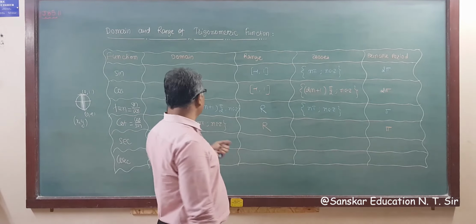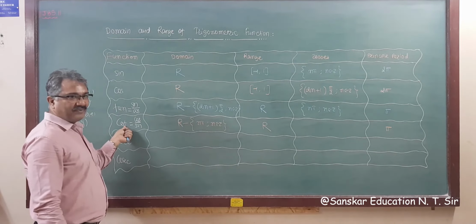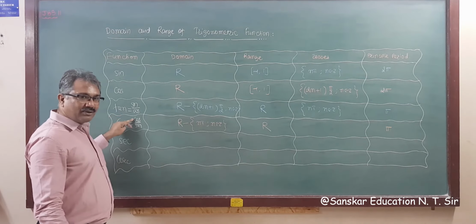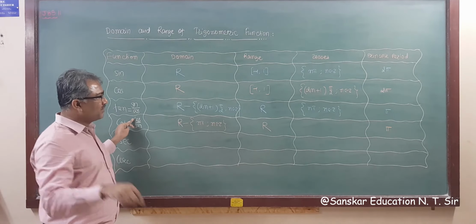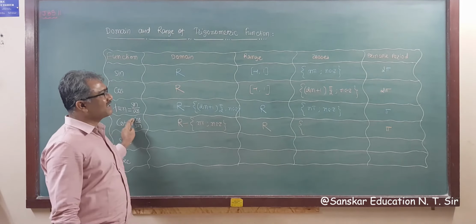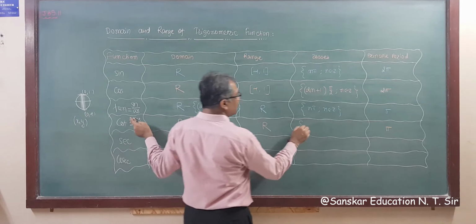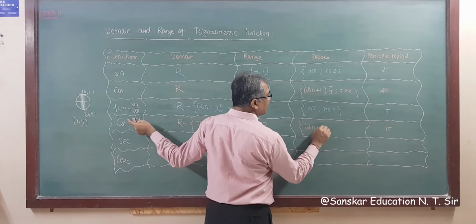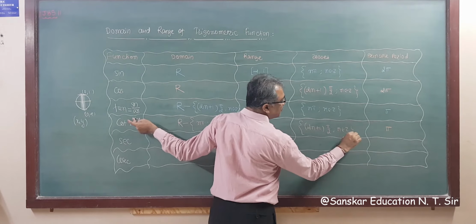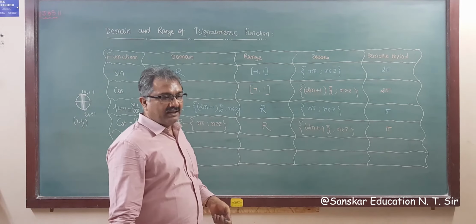And the set of zeros for the cot function. If sine is 0, then the function is not defined. If cos is 0, then cot is 0. So again, the set of zeros of the cot function is the same as for the cos function: twice n plus 1 pi by 2, n belongs to Z.